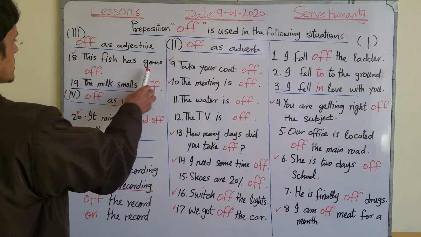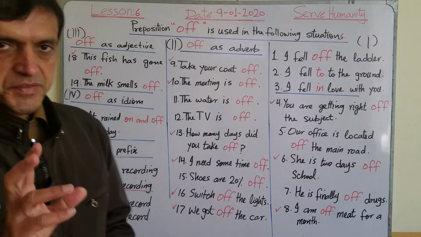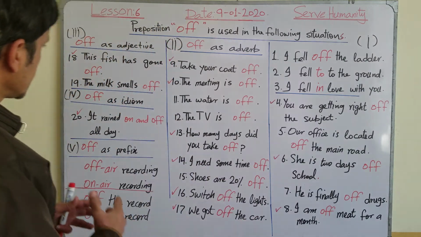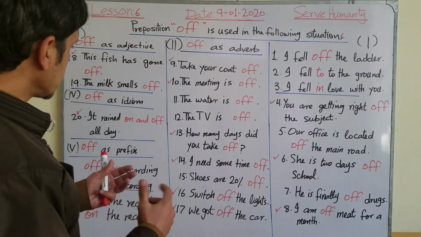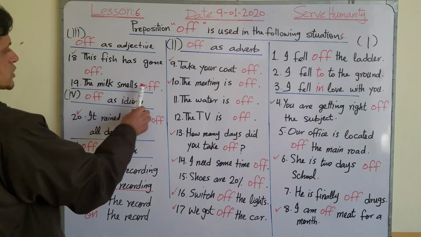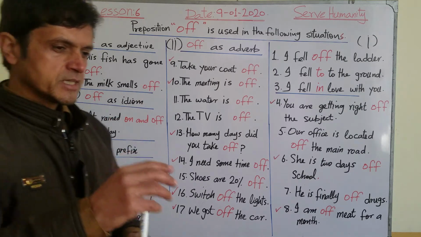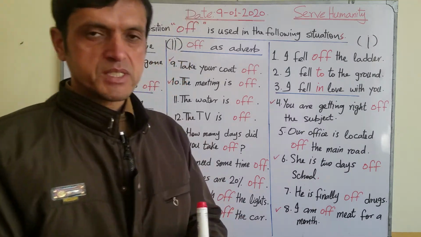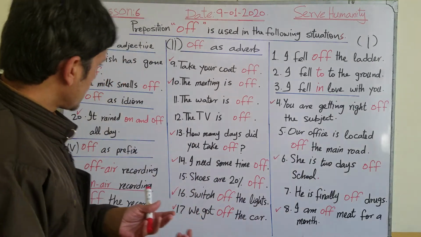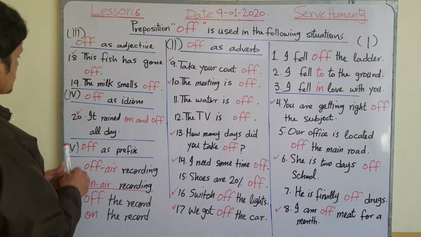This fish has gone off. It means that this has rotten. This is not eatable. The milk smells off. It means that the milk is also not usable.